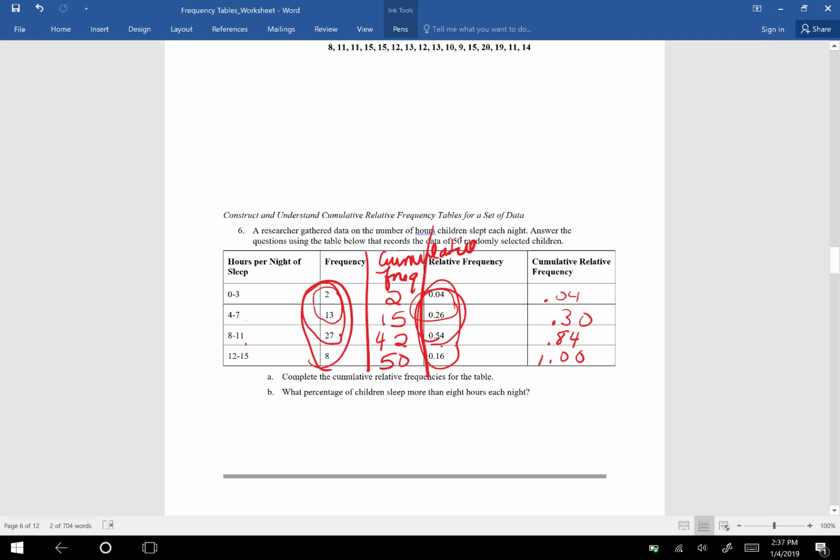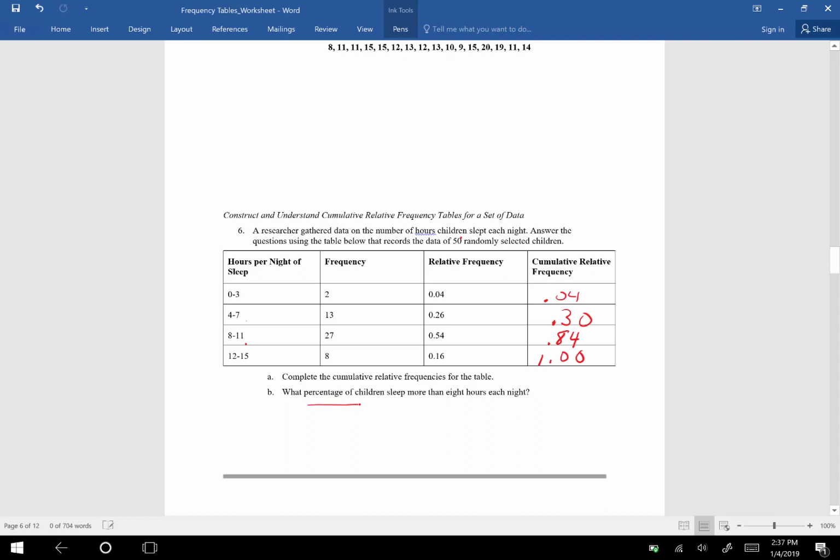Okay, now relative frequencies also, they're as a decimal, but you can think of them as percents. So, for example here, what percentage of children sleep more than 8 hours on each night? Okay? So this is 8 to 11, this is 12 to 15. So it's really these 2 groups here that we're looking at. Right? So if we add those 2 together, we get 0.7. Or as a percent, 70% of children sleep more than 8 hours each night. Make sense?